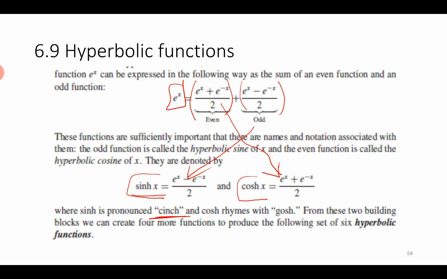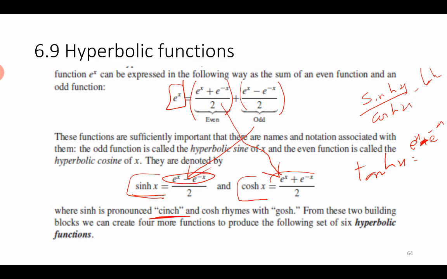The third one is tangent. When you divide sine hyperbolic x by cosine hyperbolic x, you will get tan hyperbolic x. Can you guess what it will be? It will be e raised to x minus e raised to minus x in the numerator, and e raised to x plus e raised to minus x in the denominator. All these functions are called hyperbolic functions, and there are 6 functions as usual. We know sinh, cosh, and tanh.